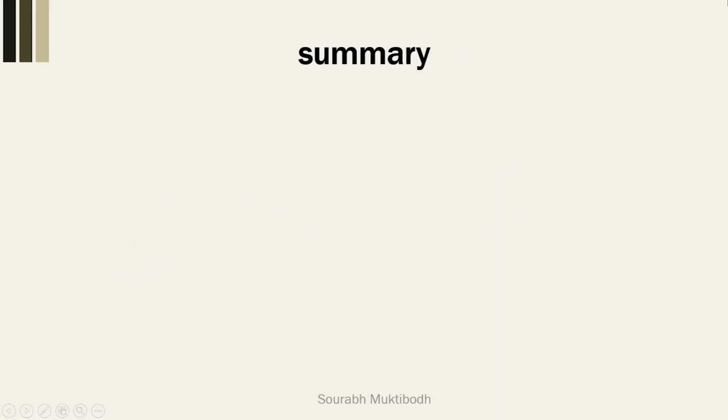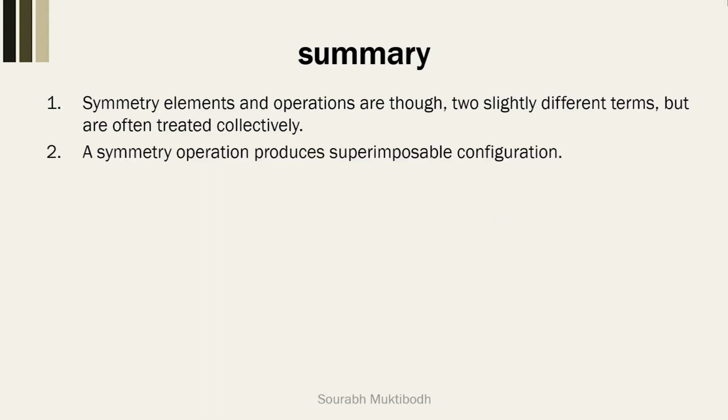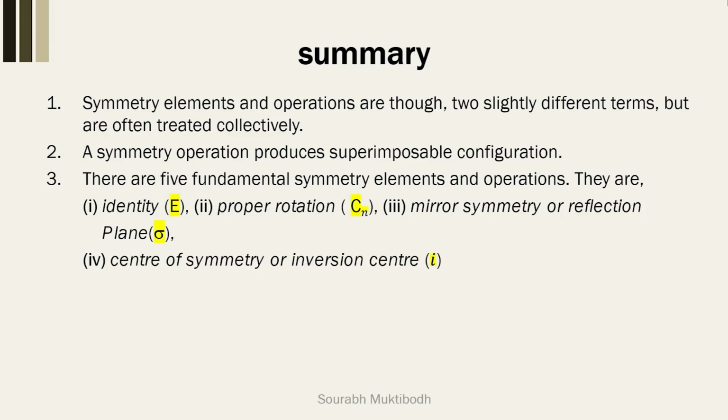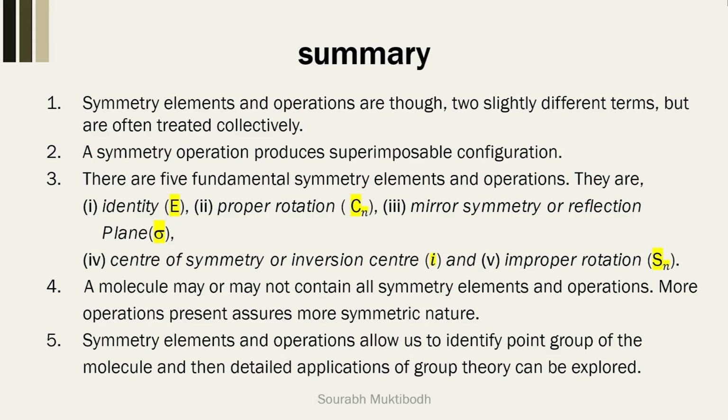So to sum up, I would say the symmetry elements and operations are two slightly different terms but are often treated collectively. A symmetry operation produces a superimposable configuration. There are 5 fundamental symmetry operations. They are identity, proper rotation, mirror symmetry, center of symmetry, and improper rotation. A molecule may or may not contain all symmetry elements and operations. More operations present assure more symmetry. So once we identify all the symmetry properties of the molecule, we can go for identification of the molecular point group. And once we do it, the complete detailed applications of group theory are open to be explored. Thanks for watching this video.